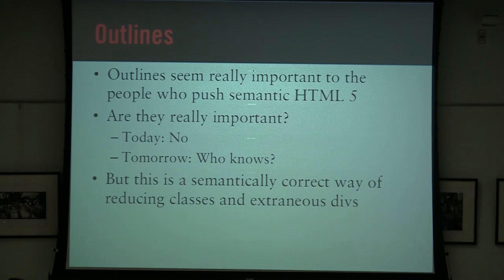Now, it might have importance down the road. I could see screen readers for the blind being able to pick into these things and work with them a little bit better. But if better outlines is your justification for using semantic HTML, you're doing it wrong. However, it is a semantically correct way of reducing the number of classes and divs you use so that your code becomes a little bit more readable, and that's why I'm totally behind this.